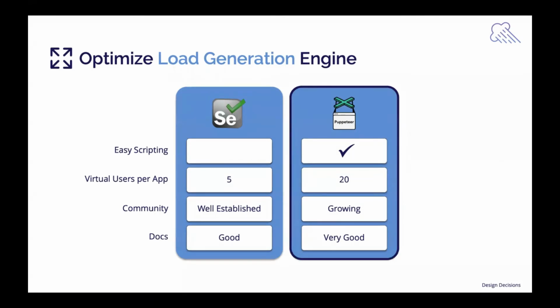This difference in simulated users per app instance is hugely important. Since each app instance requires its own execution environment, increasing the number of simulated users per app instance reduces the compute resources you need. And since AWS's billing model is only pay for what you use, using compute resources more efficiently directly leads to cost savings. By choosing Puppeteer over Selenium to generate load, we were able to test 4 times as many users for the same price.